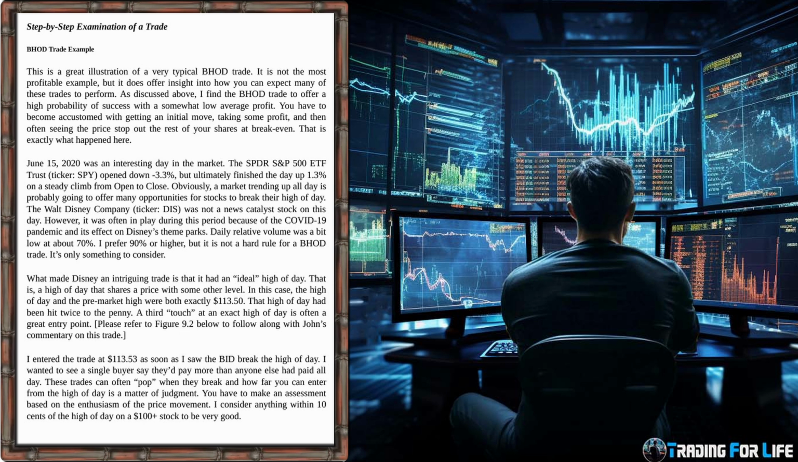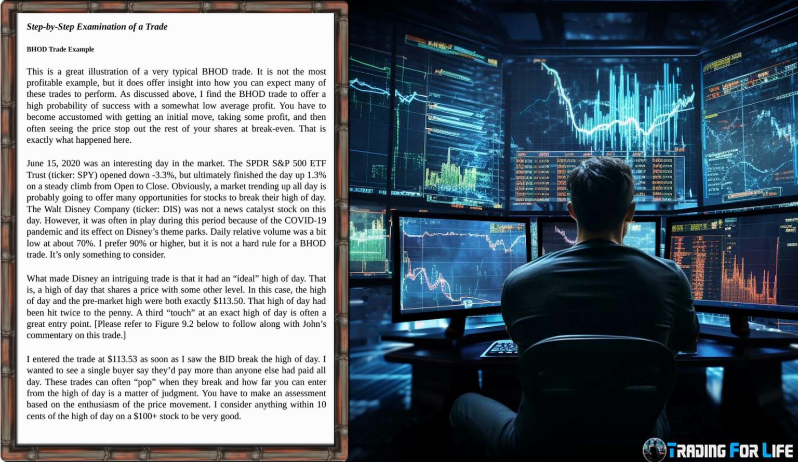June 15, 2020 was an interesting day in the market. The S&P 500 ETF Trust, ticker SPY, opened down 3.3%, but ultimately finished the day up 1.3% on a steady climb from open to close. Obviously, a market trending up all day is probably going to offer many opportunities for stocks to break their highs of day. The Walt Disney Company, ticker DIS, was not a news catalyst stock on this day. However, it was often in play during this period because of the COVID-19 pandemic and its effect on Disney's theme parks. Daily relative volume was a bit low at about 70%. I prefer 90% or higher, but it is not a hard rule for a BHOD trade. It's only something to consider.